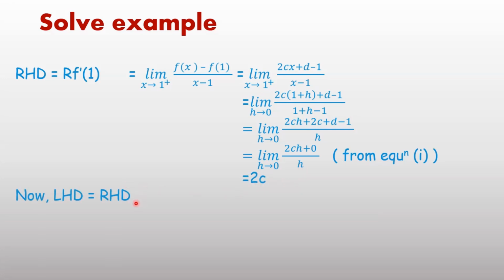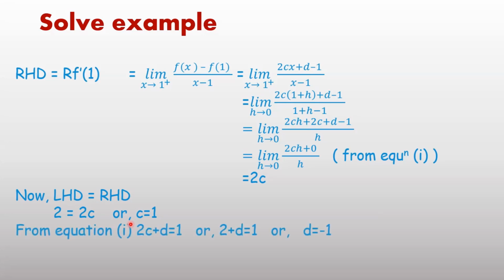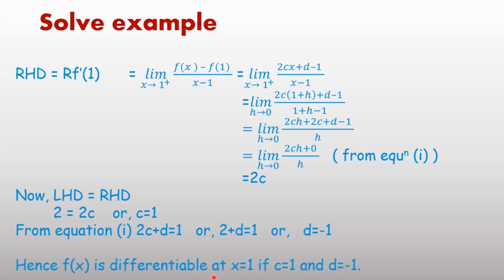Since the function is differentiable, the left hand derivative equals the right hand derivative, meaning 2c equals 2, or c equals 1. From the first equation, 2c plus d equals 1, put the value of c, so 2 plus d equals 1, or d equals minus 1. Therefore the function is differentiable at x equal to 1 if c equals 1 and d equals minus 1. In this pattern you can solve the questions of continuity and differentiability.